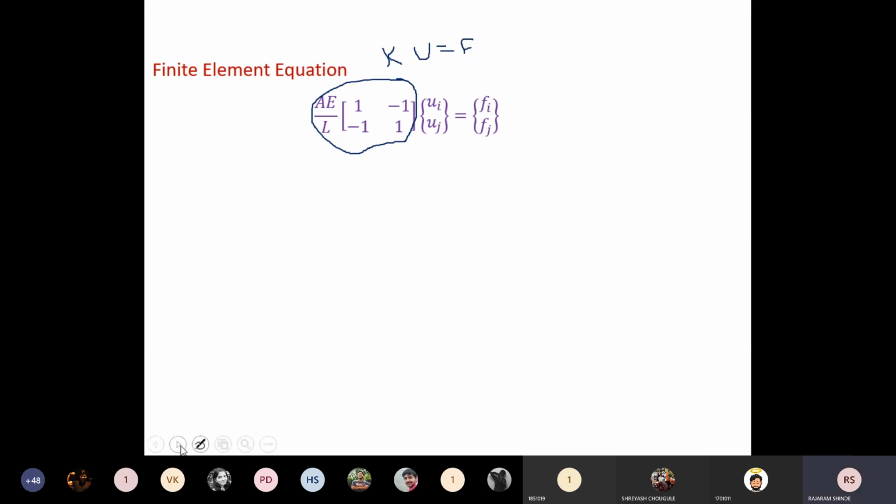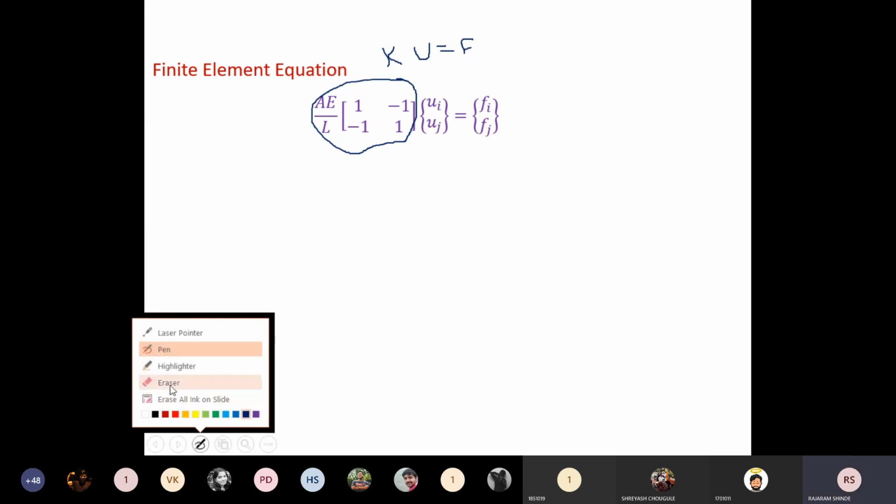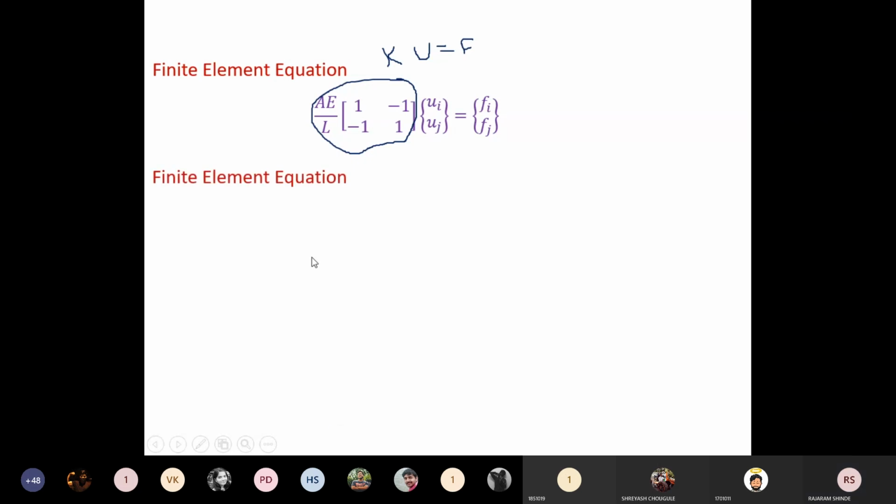In short, we can write this finite element equation as k into u is equal to f. Any doubt here? This derivation may be very important. If you have doubt in this derivation, you can ask me. Can I go for next?